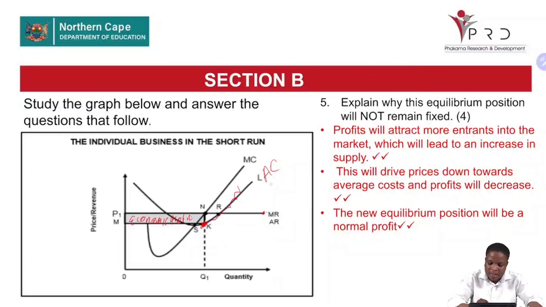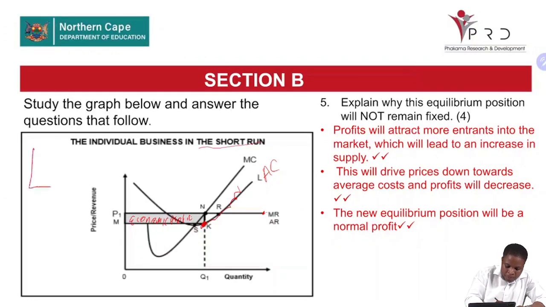So why will this not remain fixed in the long run? A perfect market can only make a normal profit in a long run. So we cannot keep this equilibrium position for a long run. It's only in a short run. Right. Economic profit will attract more entrants into the market, which will lead to an increase in the supply. If people are aware that there is economic profit happening, there's free entry in this market, there will be more people coming in. So the supply will increase.